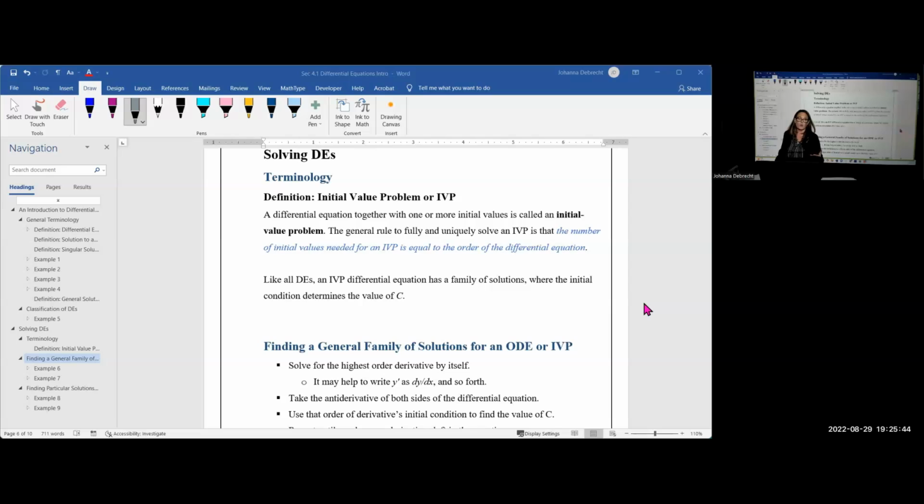So if it's a third order differential equation, meaning you have the third derivative, then you're going to need an initial value for the third derivative, an initial value for the second derivative, and so forth. Well, actually, not the third. You need an initial value for the second, one for the first derivative, and one for y itself. Because what you're going to do, as we're going to see down here, is you're going to solve for the highest order of derivative, and you're going to integrate both sides.